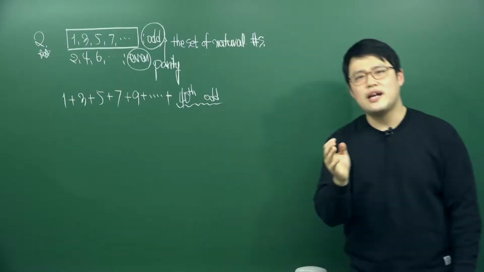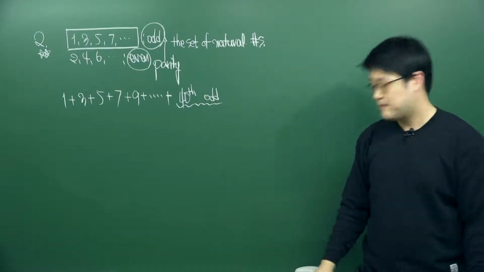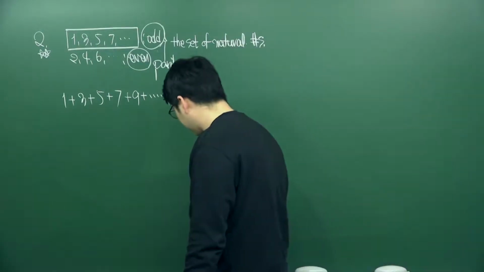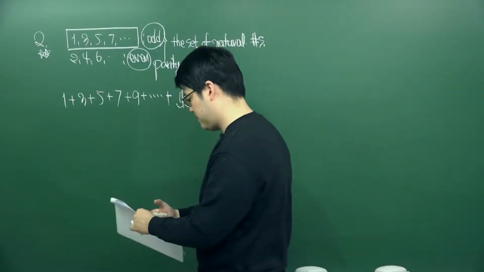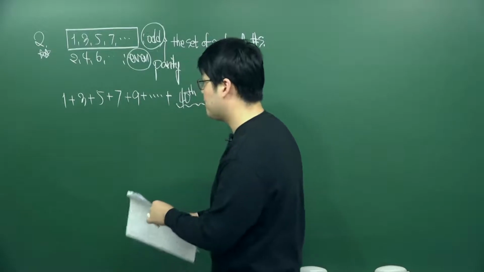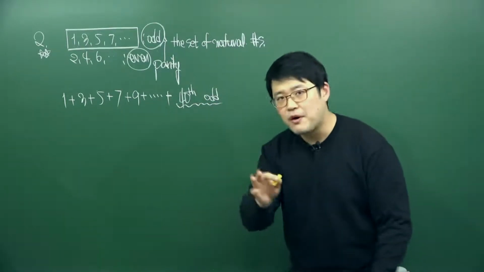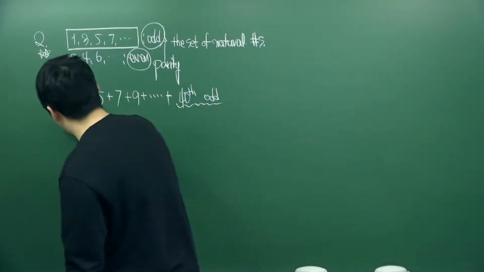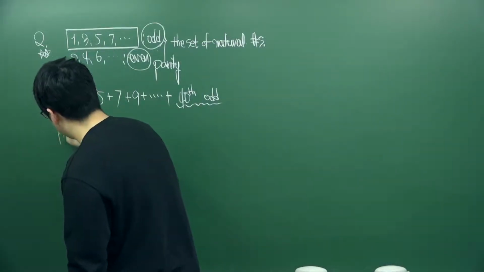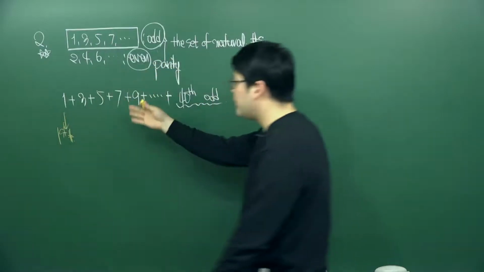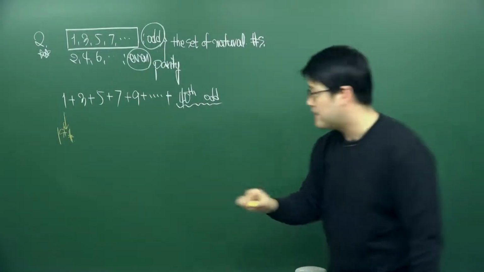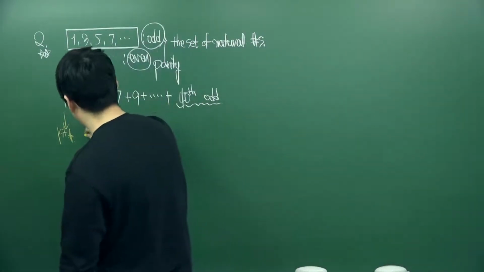Well, we're going to use the idea of one-to-one correspondence. So this is what's happening here. Look at 1. That's the first number. Look at 3. That's the second number.